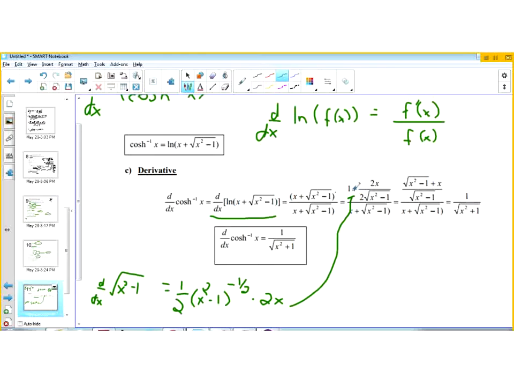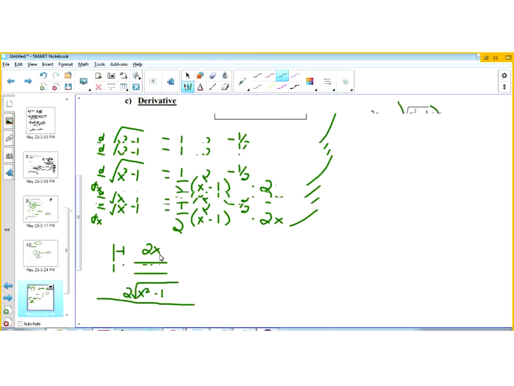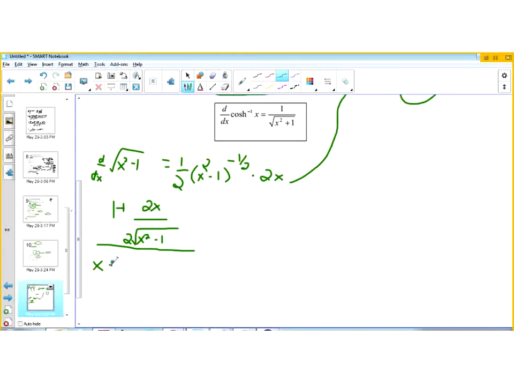What the guy did here next was he just basically did the addition in the numerator to do a simplification. And once all said and done, how did he get this part right here? So I'll go ahead and expand that out for you. We know now that the derivative is 1 plus 2x divided by 2 times the square root of x squared minus 1, all of that divided by the function itself, x plus the square root of x squared minus 1.